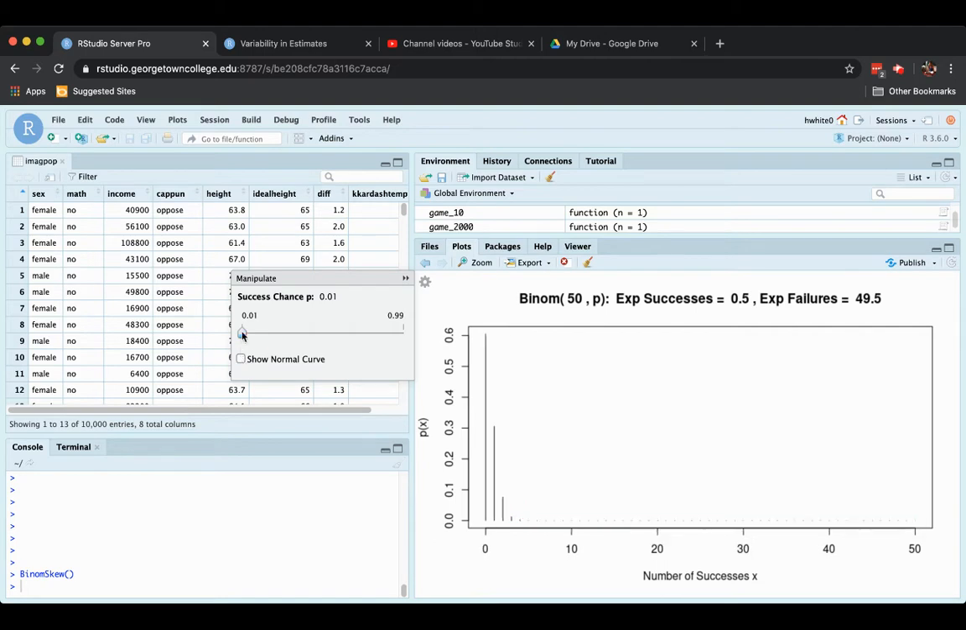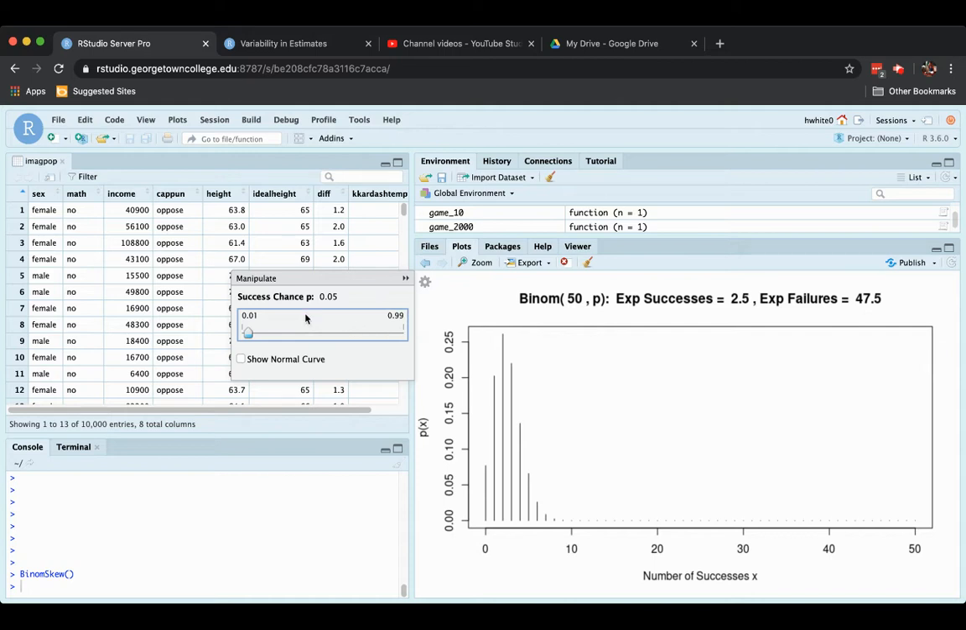Okay. Now let's just raise the chance of success up a bit. So I could click here and then use my right arrow to move it up to 0.02, 0.03, 0.04, 0.05. You can see the chances change right here. You're up to a 0.05 chance of success on your 50 trials. And what's happening is the distribution is still right skewed, but not by as much. The expected number of successes is now up to 2.5. The expected number of failures is decreasing.